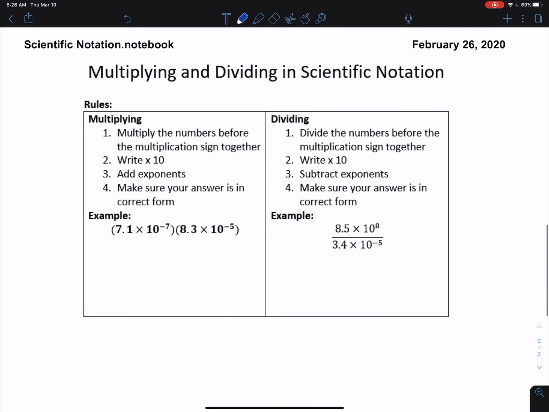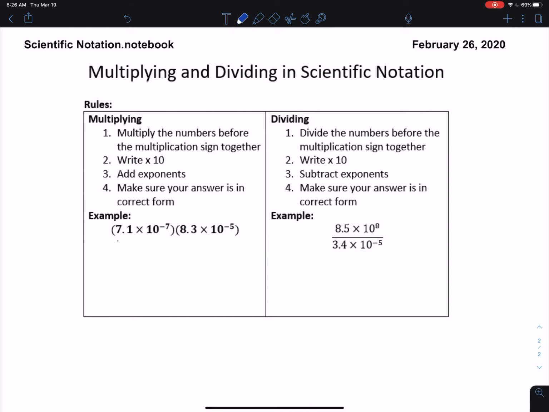Now we can also perform operations with scientific notation. We're going to focus on multiplication and division. So if we're multiplying two numbers that are in scientific notation, we're going to multiply the numbers before the multiplication sign together. We write our 10 times, we add the exponents, and then we double check that it's in the correct form. If it's not, we fix it. So if we look at this example, we have 7.1 times 10 to the negative 7th power times 8.3 times 10 to the negative 5th power.